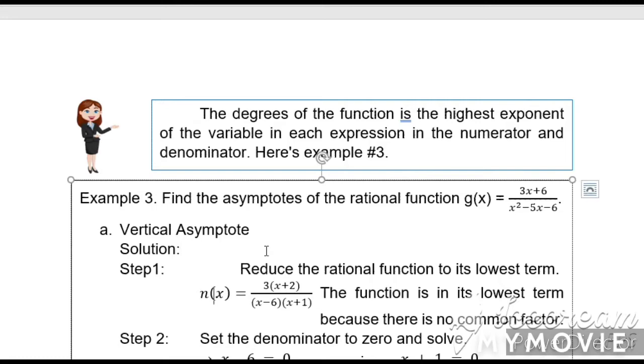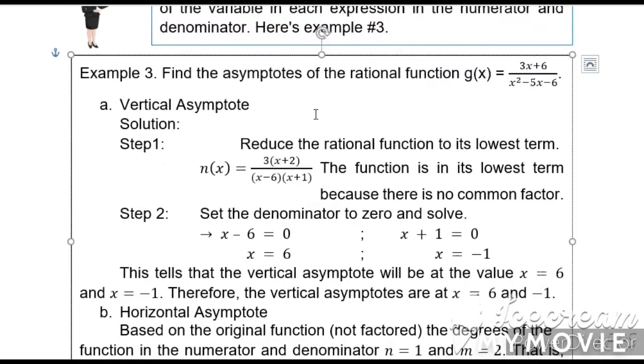Here's example number 3. Find the asymptotes of the rational function g of x equals 3x plus 6 over x squared minus 5x minus 6. So we can find our vertical asymptote. Solve immediately the denominator. You can factor it: x minus 6 times x plus 1. Set the denominator to 0. So that is x minus 6 equals 0. Transpose negative 6, it becomes positive 6. The other one, x plus 1 equals 0, x equals negative 1. Therefore, our vertical asymptotes are x equals 6 and x equals negative 1.